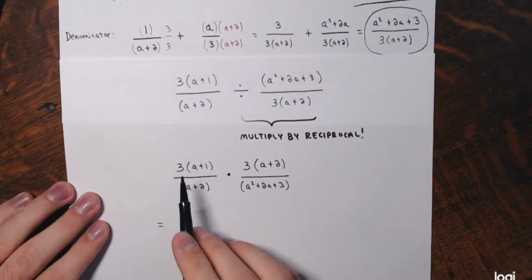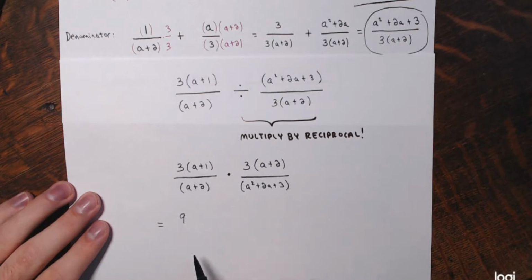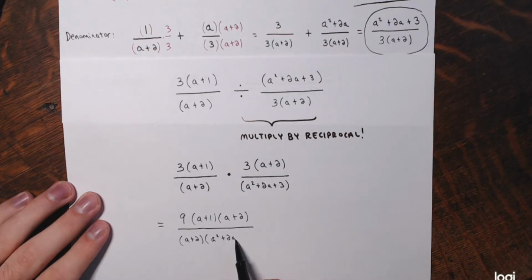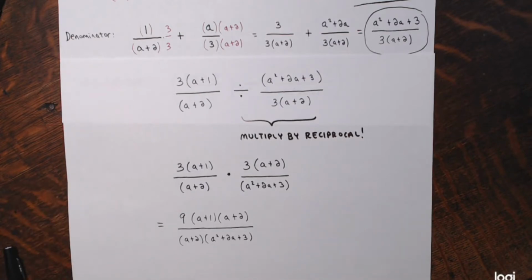So in the numerator, I have a factor of 3, another factor of 3 that'll make 9, right? 3 times 3 is 9. Times, you have a plus 1. Times, you have a factor of a plus 2. In the denominator, I have a factor of a plus 2, and then this other factor of a squared plus 2a plus 3. And I'm seeing the common factors here. There's a common factor of a plus 2, and that's it. Those are the only things that cancel.